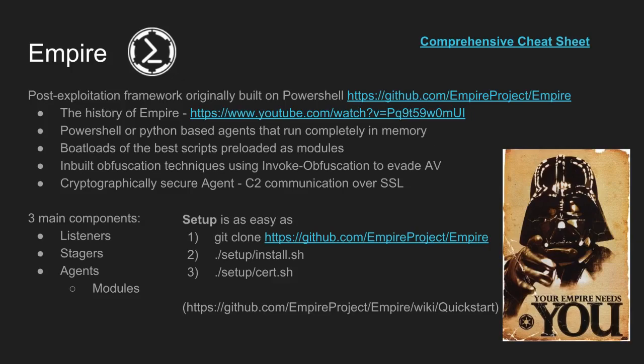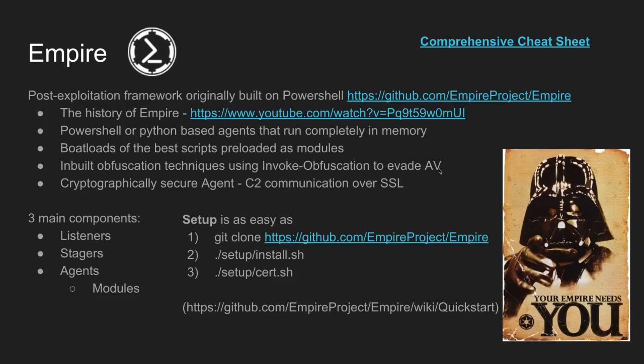What do they have? So their agents try to run completely in memory without touching the hard drive whatsoever. So that pretty much avoids any file-based detection from the get-go. Almost all of the really good post-exploitation modules and techniques are already preloaded into Empire as modules that you can use out of the box. It's also extremely easy for you to grab any PowerShell script that you write or you find or you modify, load that up into Empire, and then fire that off on your agents.